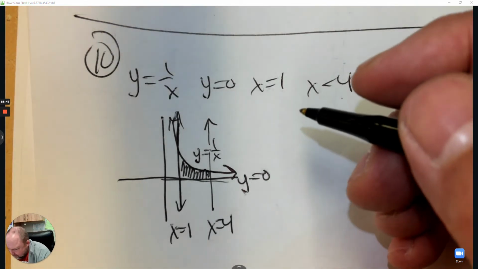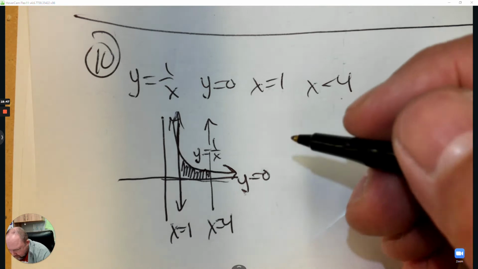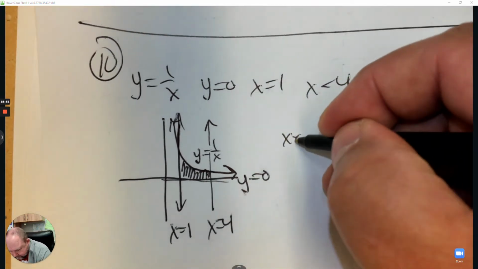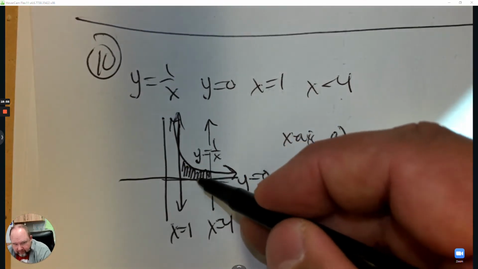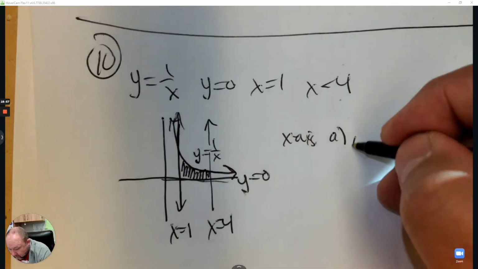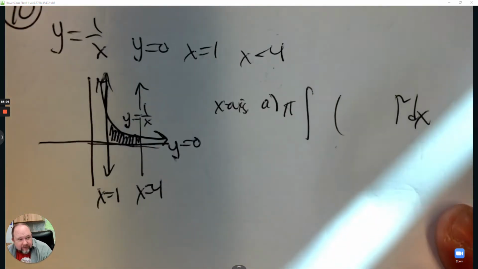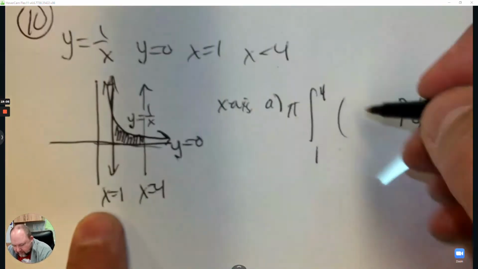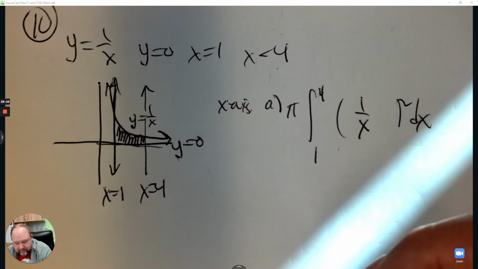I want to find the volume by revolving. So first I'm going to revolve around the x-axis. That's what A says. So this area is bounded to the x-axis. There's no space, so it's just one circle. And it's x, so it's dx. And so it goes from 1 to 4. And then top subtract bottom for the radius. That's just 1 over x, take away 0, or 1 over x.